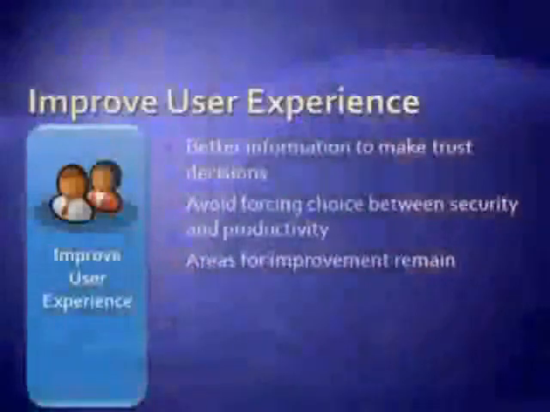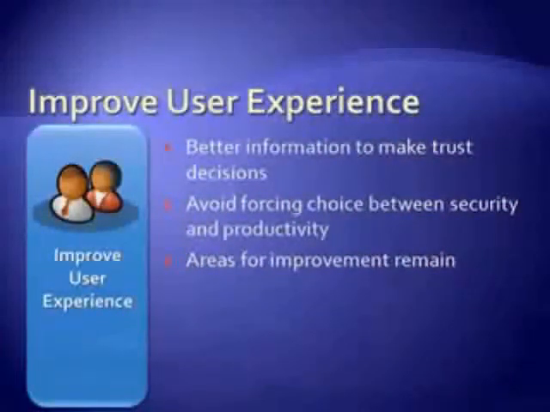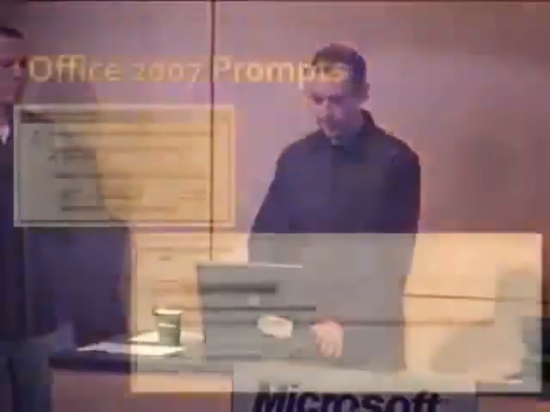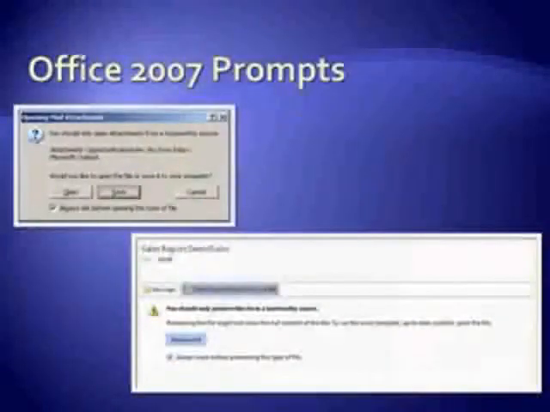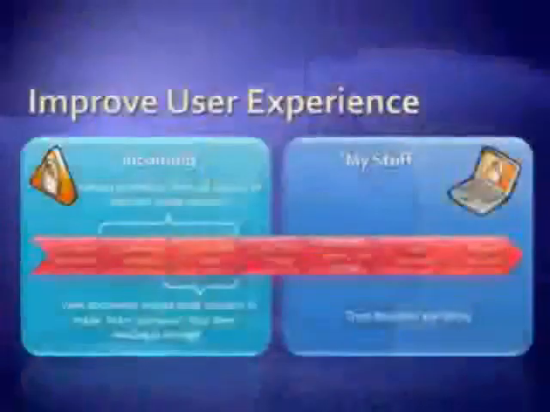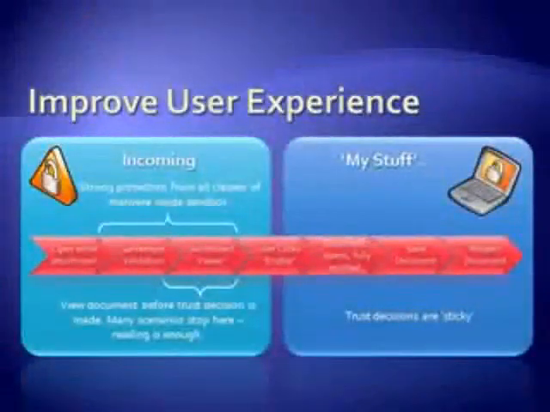And then the last piece we have here is we want to improve the user experience, and we want people to have good information when making trust decisions, and we want to avoid the user having to make a decision between being productive and being secure. And certainly there are some areas for improvement with that. So before, you used to see a lot of prompts, and we'll show a few different scenarios in a little bit. So we think that this is a very common experience in Office.